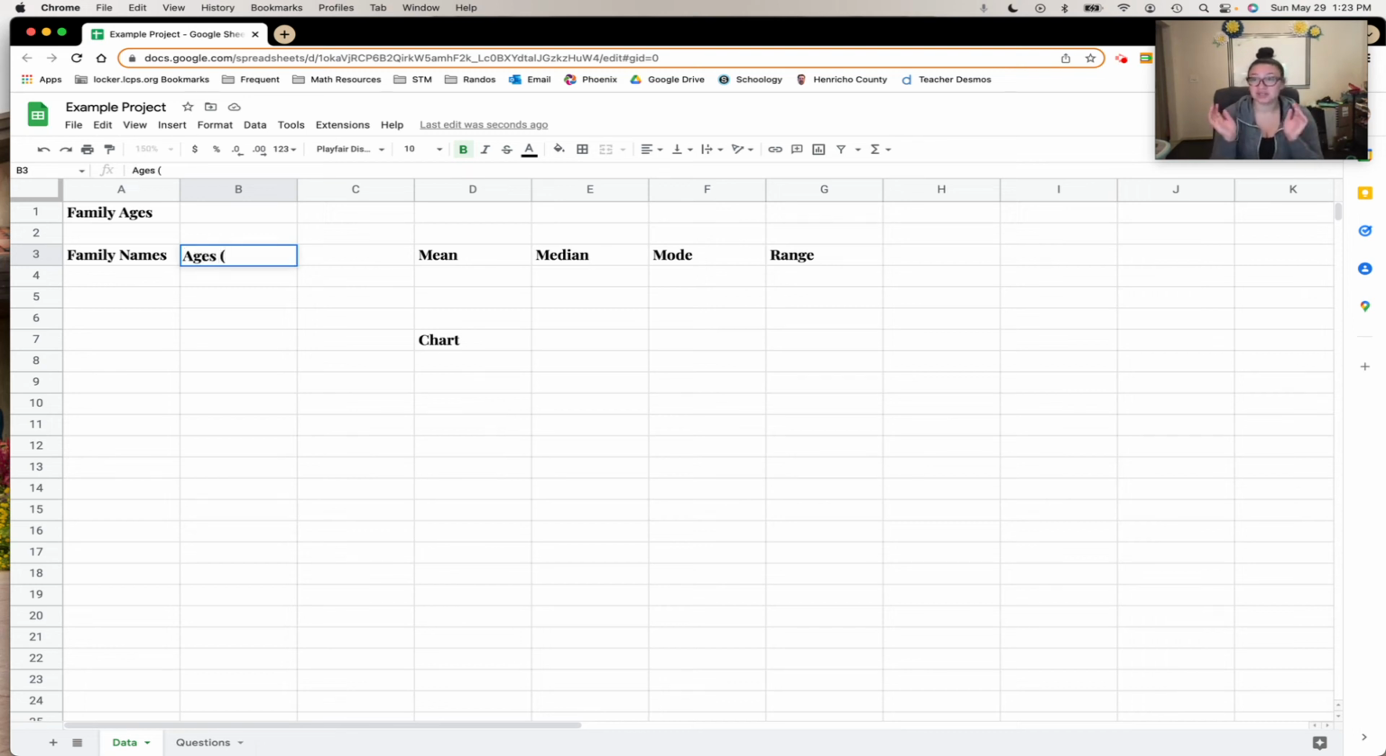And then in parentheses, I'm going to put my units. So here I'm going to look at their ages in years. I'm not talking about weeks or months or days. I'm just taking a look at years.